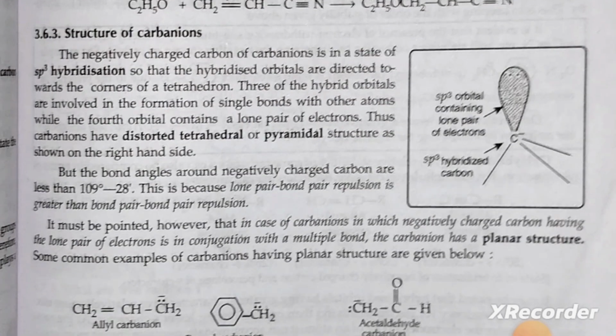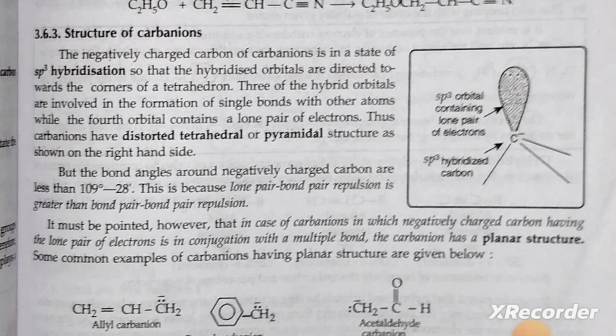Structure of carbanion. The negatively charged carbon of carbanion is in the state of sp3 hybridization, so that the hybridized orbitals are directed towards the corners of a tetrahedron. Three of the hybrid orbitals are involved in the formation of single bonds with other atoms, while the fourth orbital contains a lone pair of electrons. Thus carbanions have a distorted tetrahedral or pyramidal structure, but the bond angles around the negatively charged carbon are less than 109 degrees 28 minutes. This is because lone pair-bond pair repulsion is greater than bond pair-bond pair repulsion.